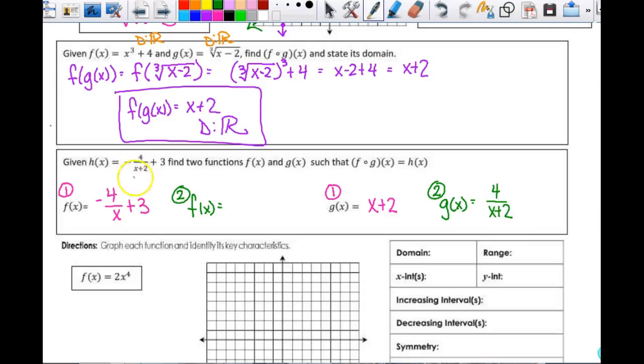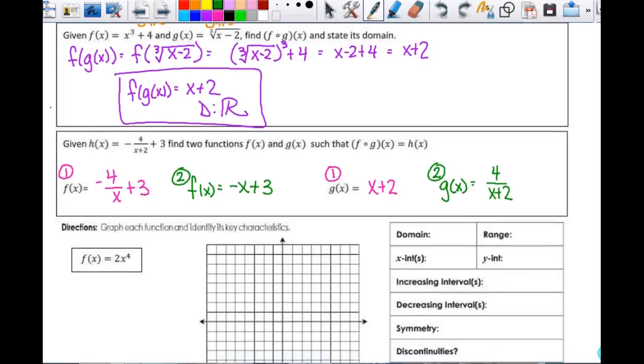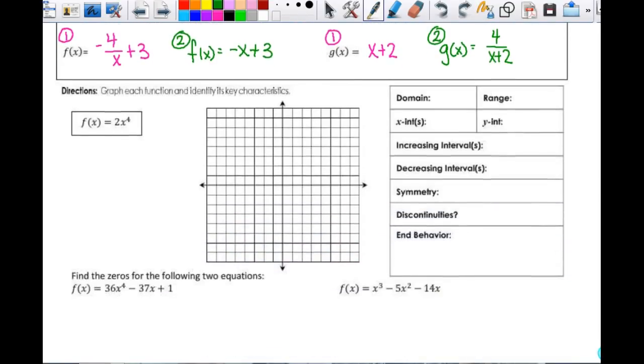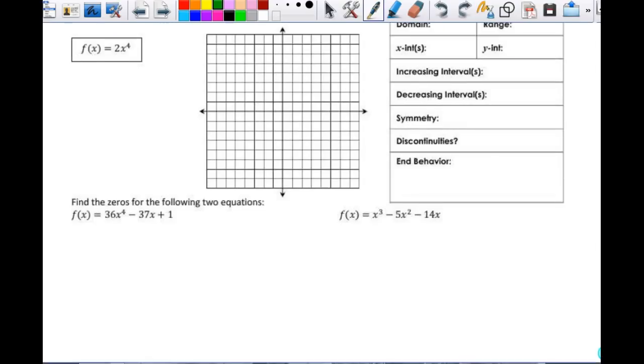If g of x is 4 over x plus 2, then f of x would have to be negative x plus 3. Or I could have made this negative, and that would have made this positive. There are some other options too, but those are probably the two most common ones that you would come up with. All right, so the next part says graph each function.